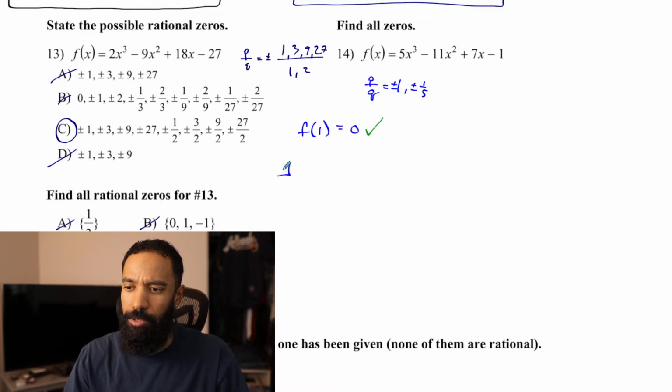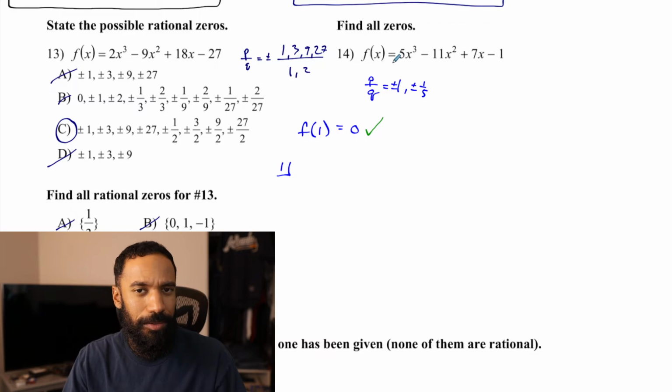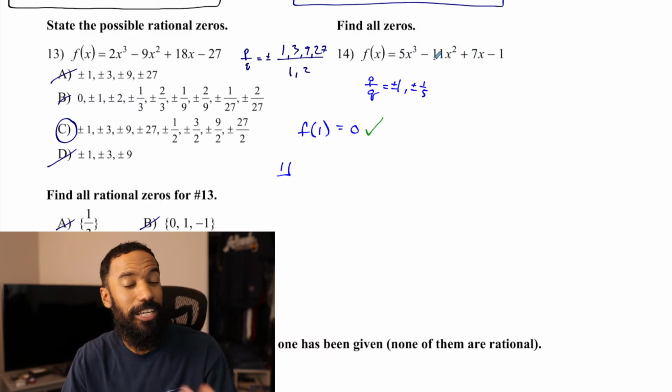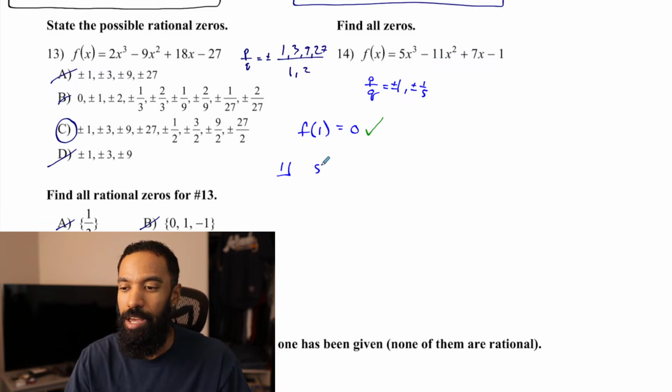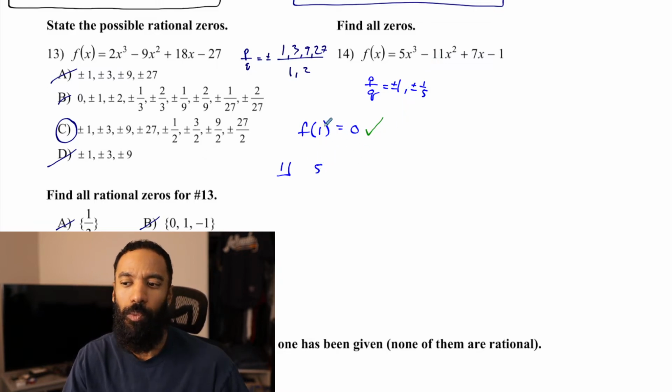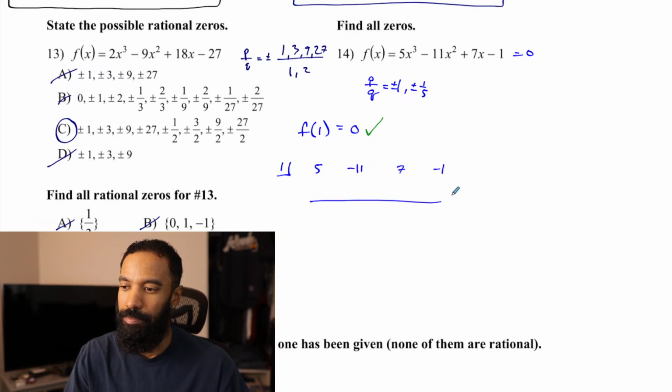Let's divide that out. Remember, we're not dividing by 1, right? Dividing by 1 is just that. We're dividing by x minus 1, or we're factoring out the x minus 1, I should say. Because I still want that factor there. Listen, 1 is one of your roots. Find all zeros, 1 is one of your zeros. We just found a zero. Setting this equal to 0, by the way. 5, -11, 7, and -1. Here, we'll multiply these by 1.